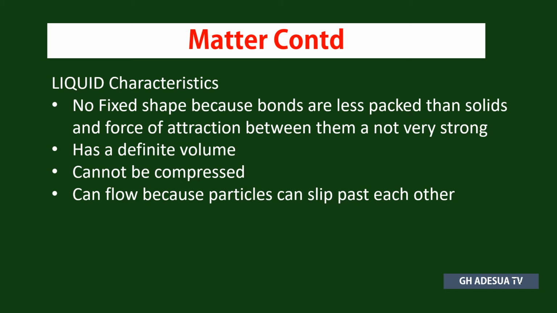Now liquids. Our first point here is that they don't have a fixed shape. So water doesn't have a fixed shape. It takes the shape of the container. If you put water in a cup, it will take the shape. If you put it in a bottle, it will take the shape. So it has no fixed shape. And this is simply because the atoms are less packed than what you find in solids. Also the force of attraction between them, that is the bond, is not as strong as what you find in solids. So they have no fixed shape based on the explanation I just gave.